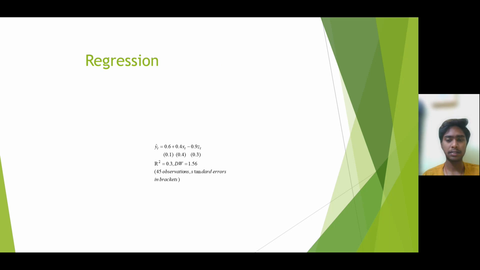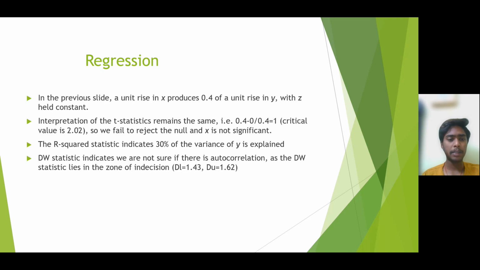And this is regression. In the previous slide, a unit rise in x produces 0.4 of a unit rise in y with z held constant. Interpretation of t statistics remains the same. The R squared statistic indicates 30% of the variance of y is explained. And we'll go to the next slide.